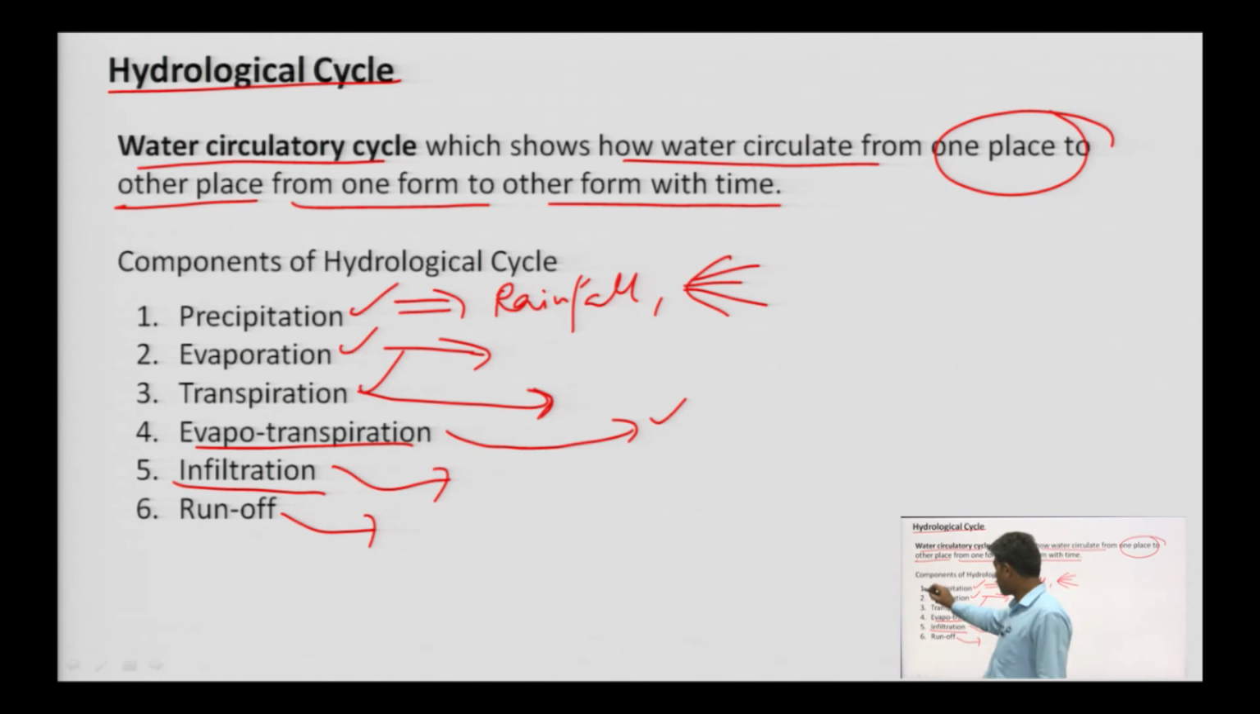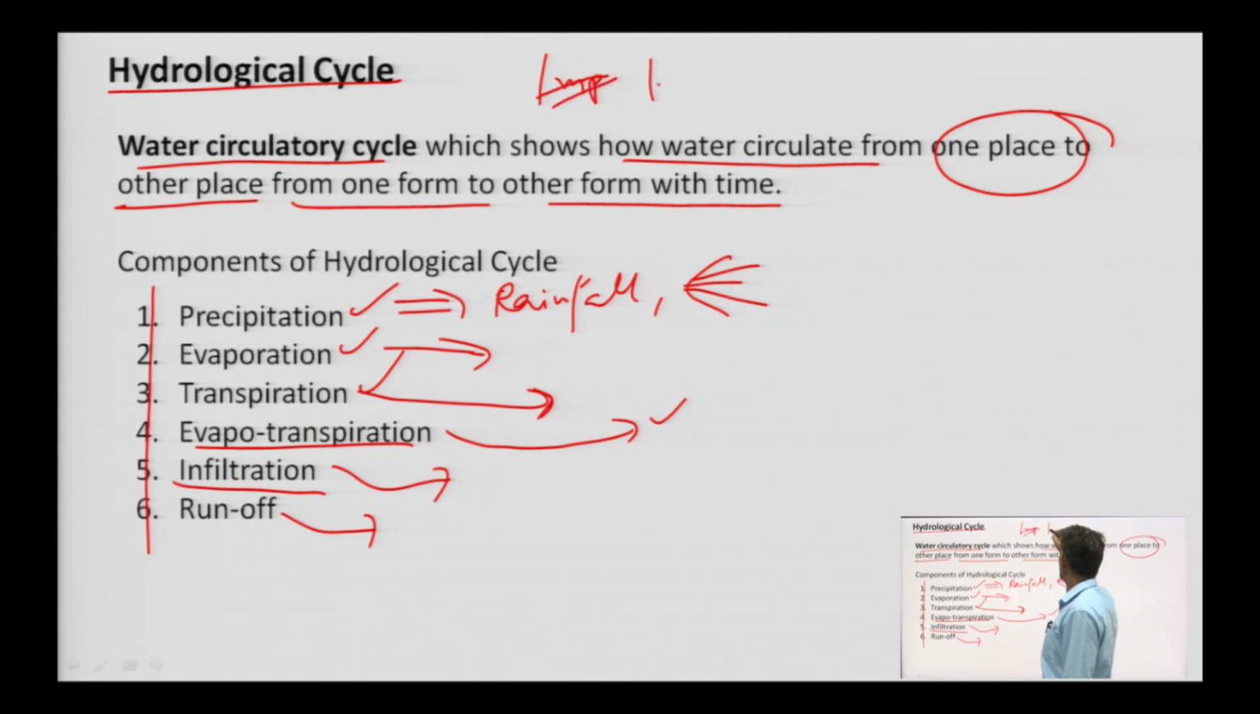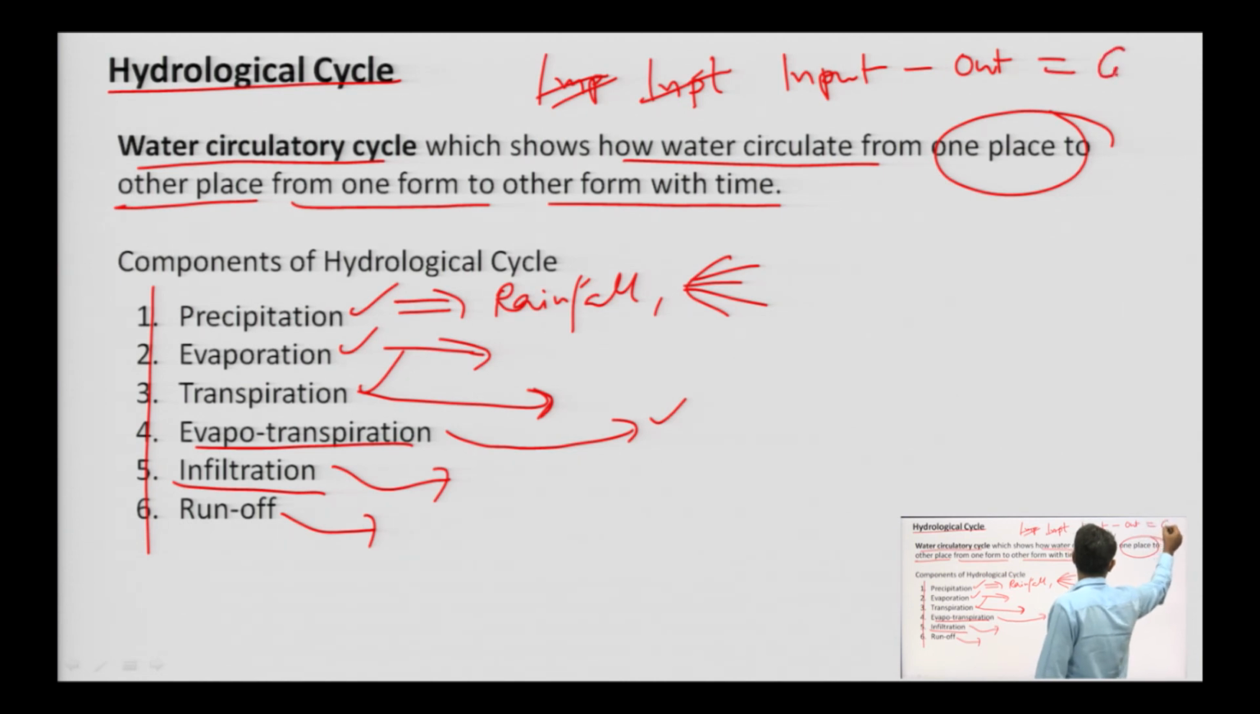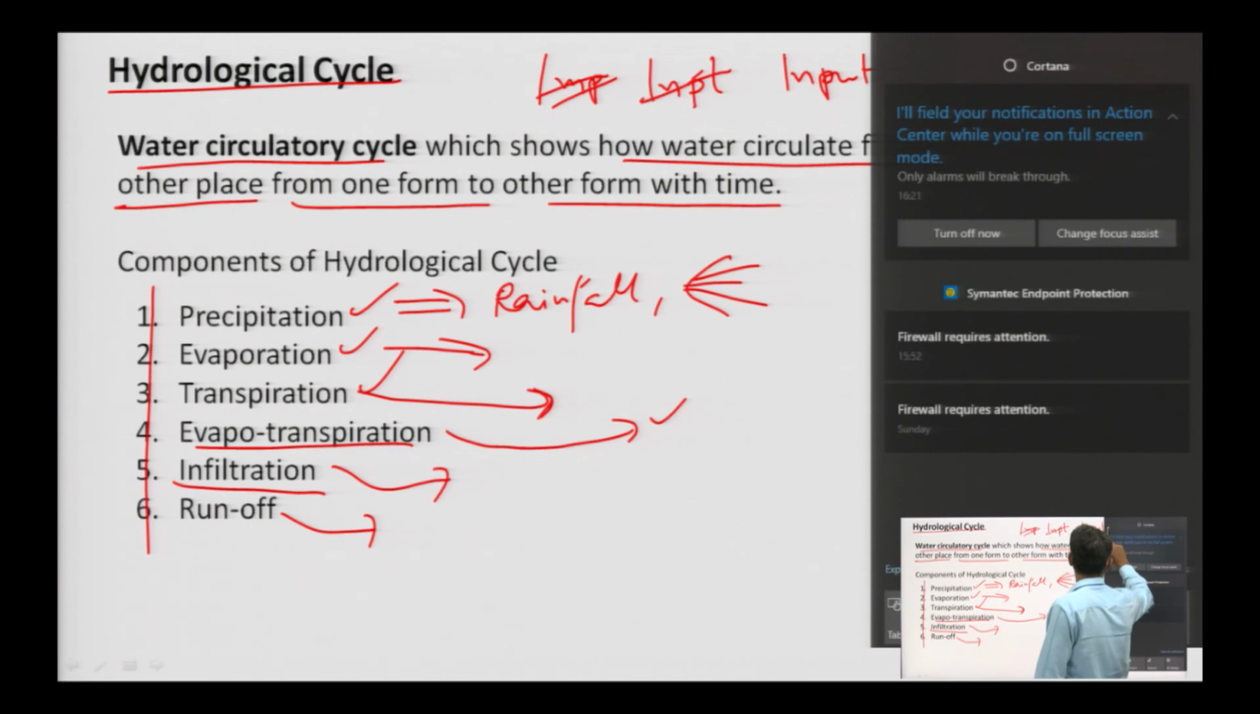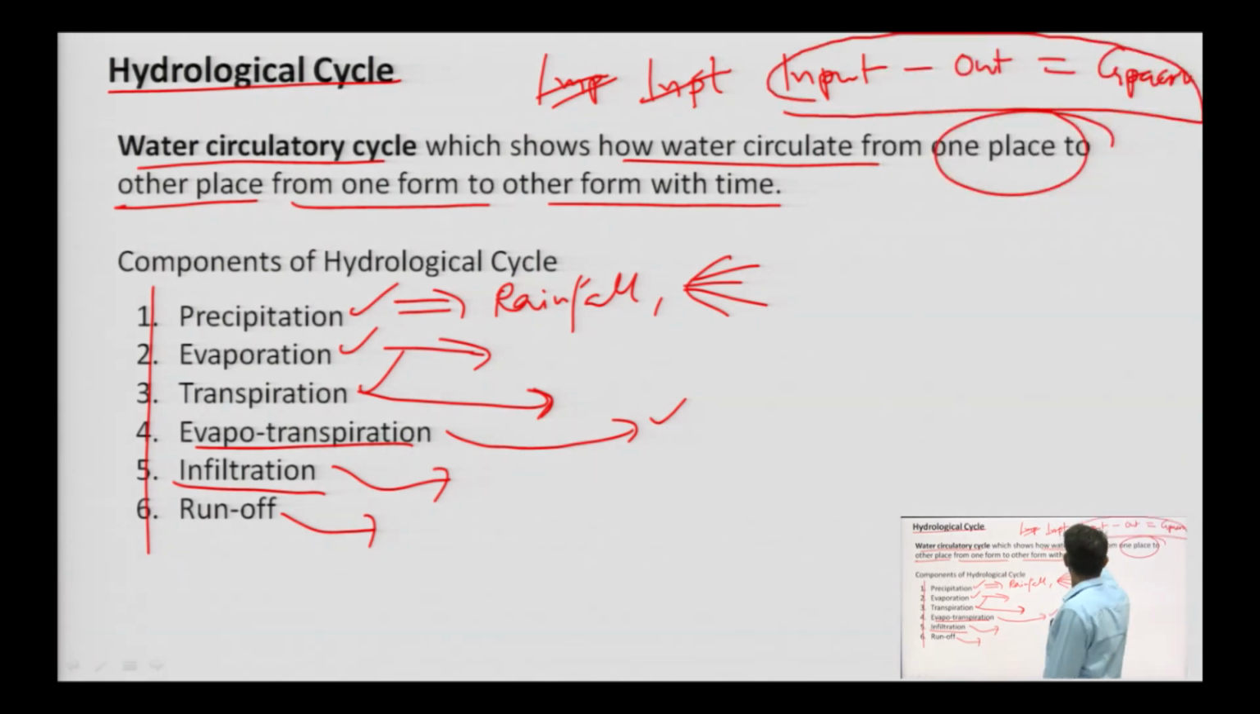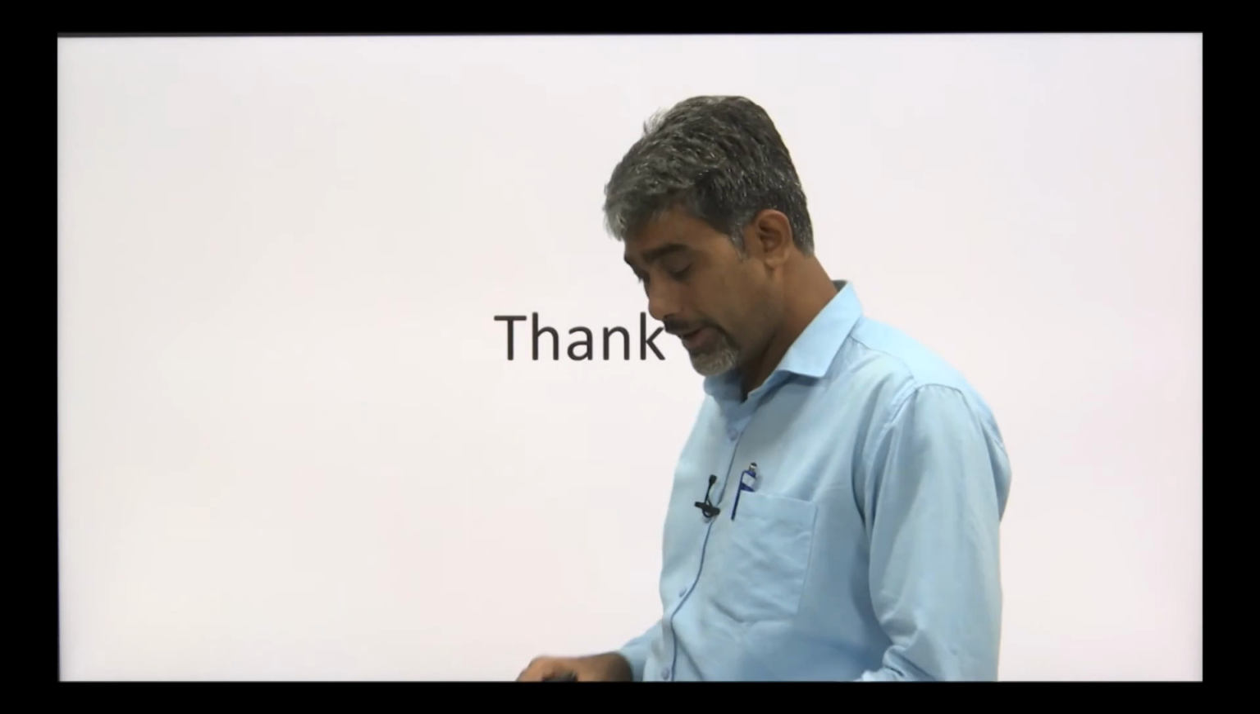So these are different forms of the water, and the water budget equation is input minus output equals storage capacity, at any catchment area. Today we talked about different objectives, applications, and forms of water. In the next class, we will continue with the next topic of hydrology. Thank you very much.